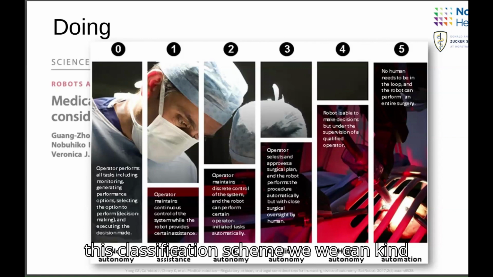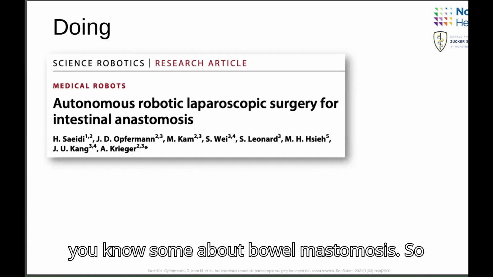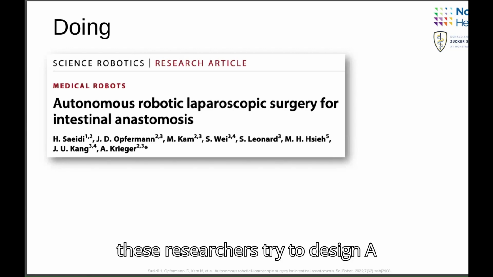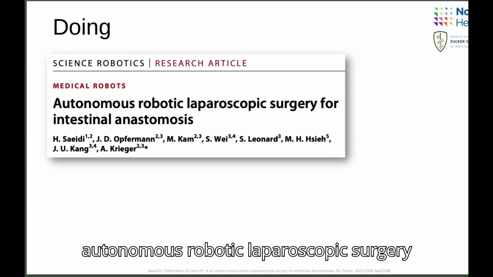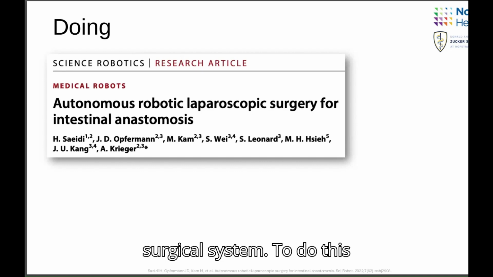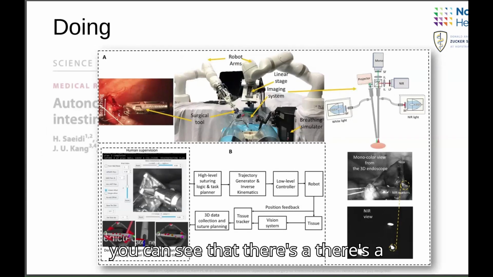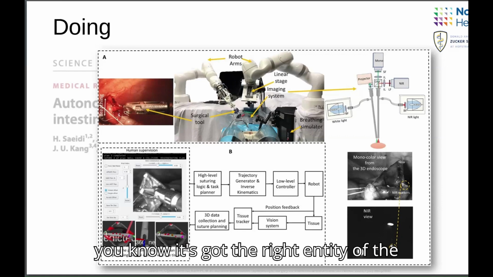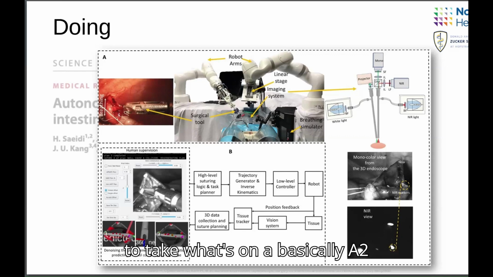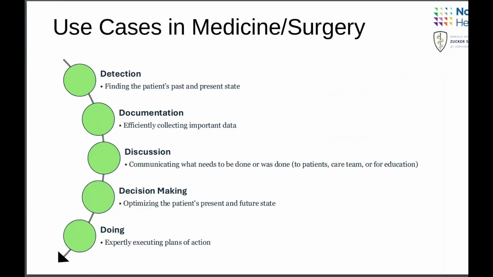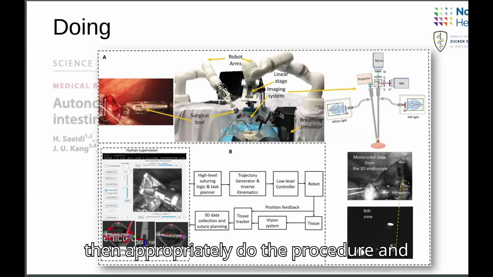But with this classification scheme, we can ground ourselves in what level of research researchers are doing. Talking about bowel anastomosis, this is a study in which researchers tried to design an autonomous robotic laparoscopic surgical system to do this particular intestinal anastomosis. You can see it's quite a getup, but there's a robotic system, and without going too deep into it, the robot has to be able to identify and classify that it's got the right end of the bowel. It then has to take what's basically a 2-dimensional image and convert that into some kind of 3-dimensional motion, and then appropriately do the procedure.